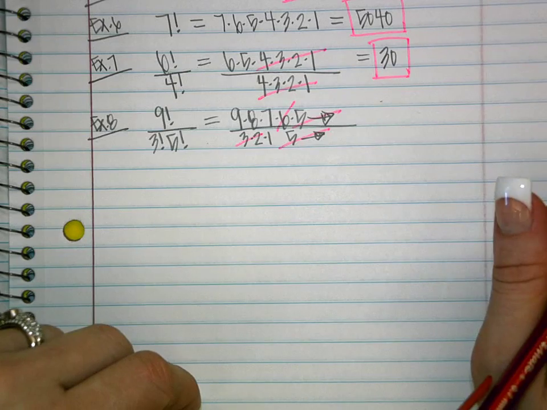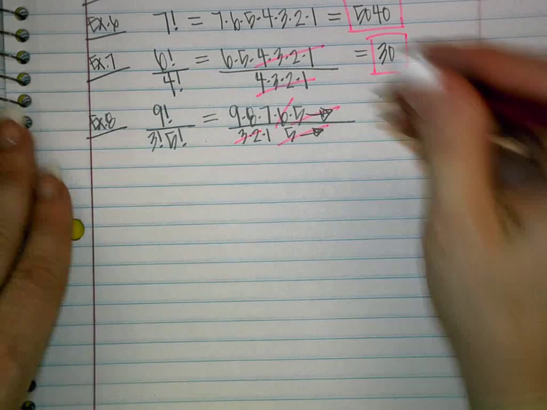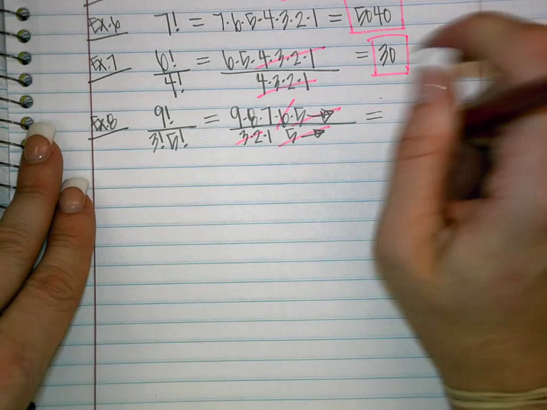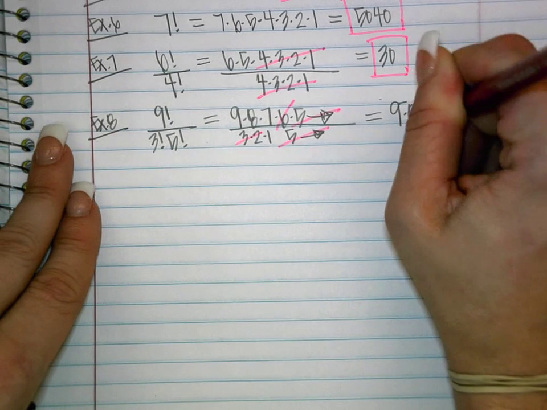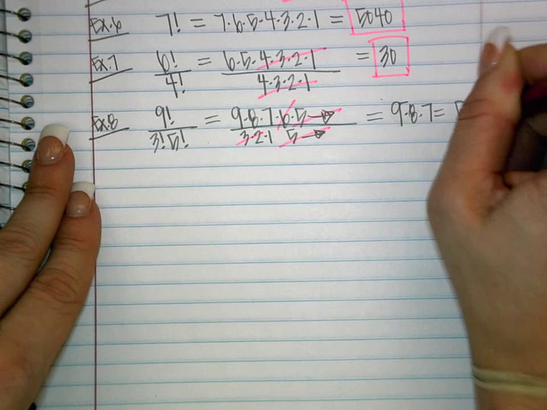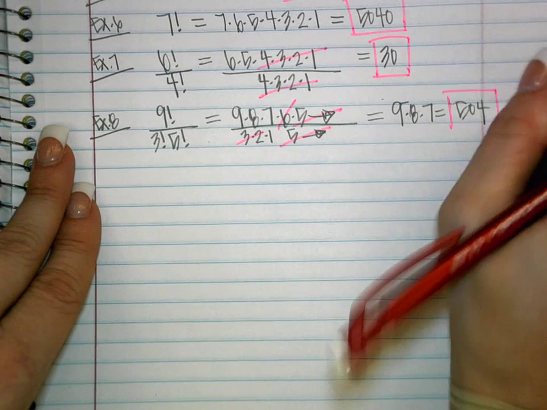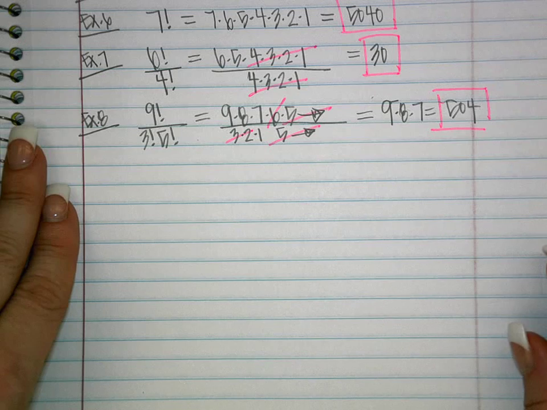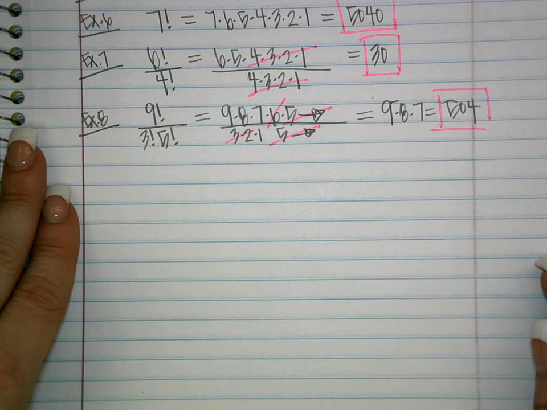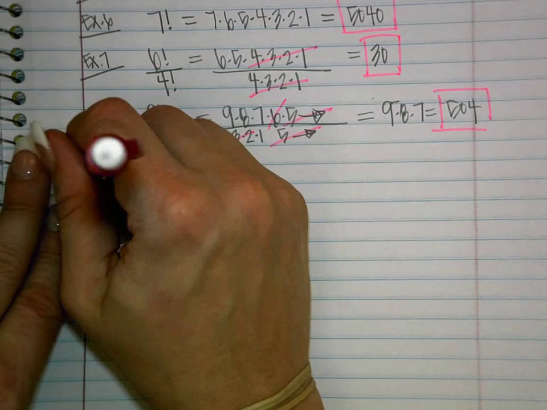Okay. However you do this, do the multiplication, and you should get 504. So 9 times 8 times 7 is equal to 504. That's your answer. Anyone have questions about factorial? Oh, good. Okay. Next thing we're going to go over is spelling.